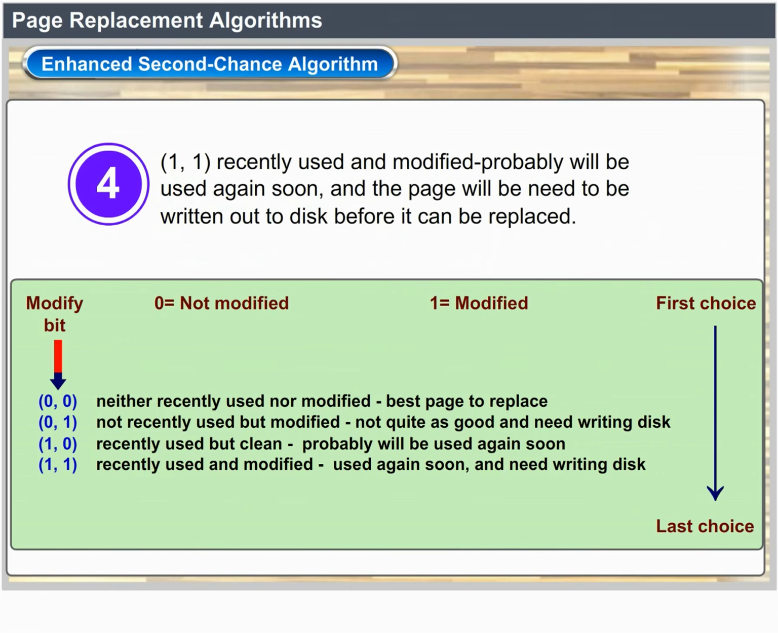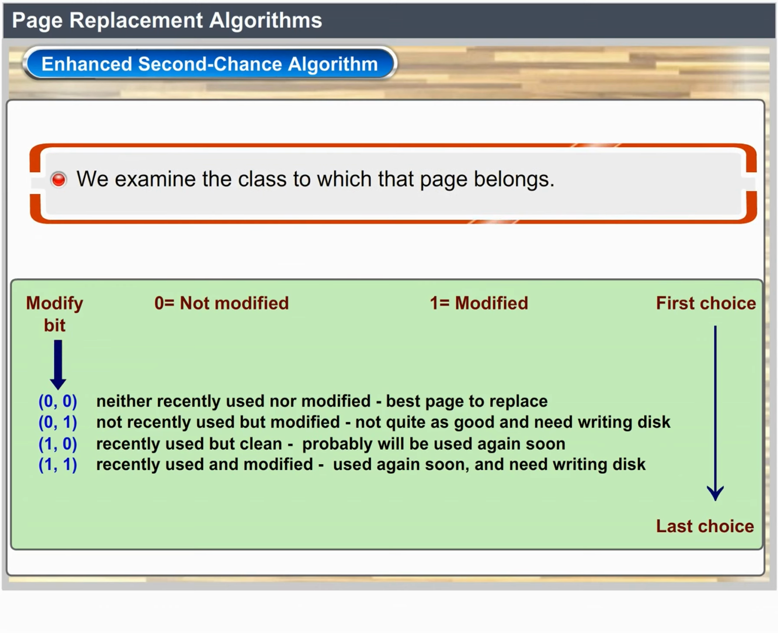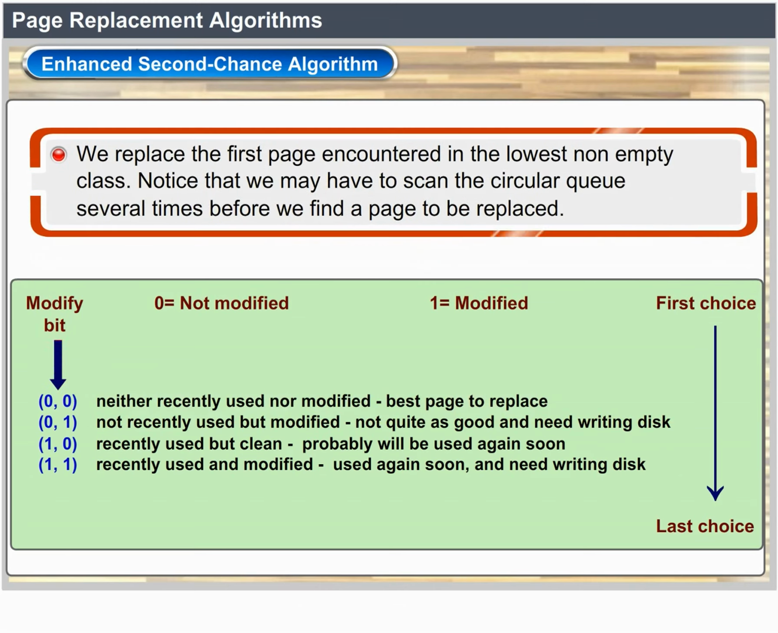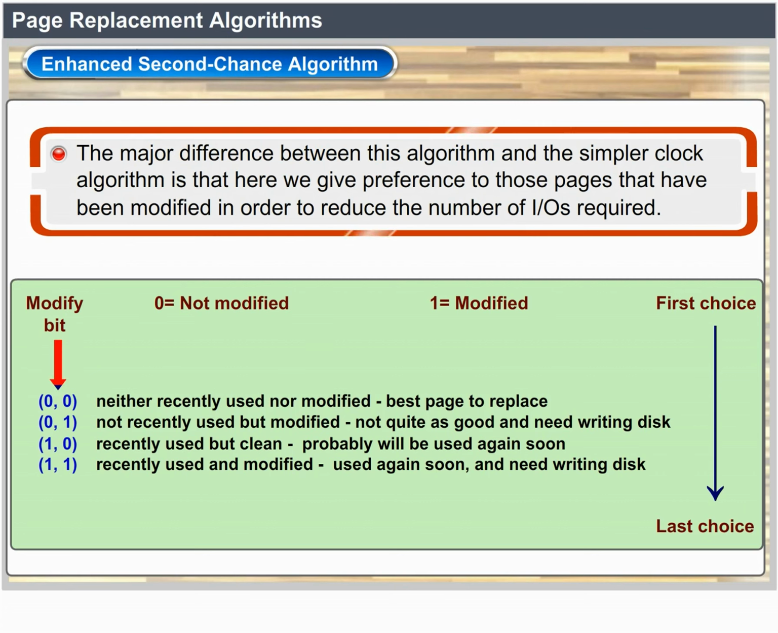Each page is in one of these 4 classes. When page replacement is called for, we use the same scheme as in the clock algorithm, but instead of examining whether the page to which we are pointing has the reference bit set to 1, we examine the class to which that page belongs. We replace the first page encountered in the lowest non-empty class. Notice that we may have to scan the circular queue several times before we find a page to be replaced. The major difference between this algorithm and the simpler clock algorithm is that here we give preference to those pages that have been modified in order to reduce the number of input outputs required.